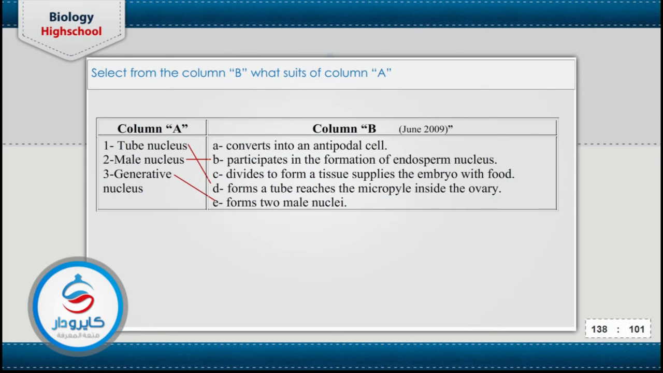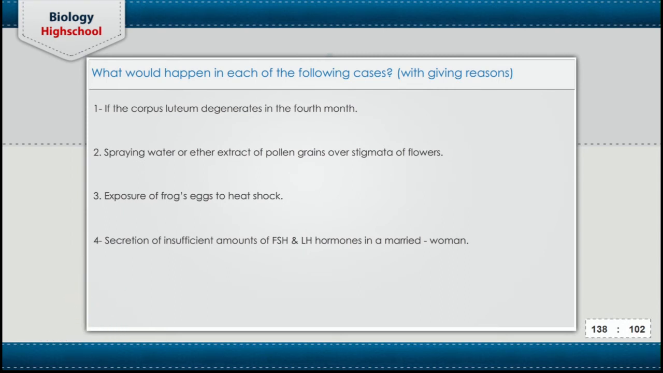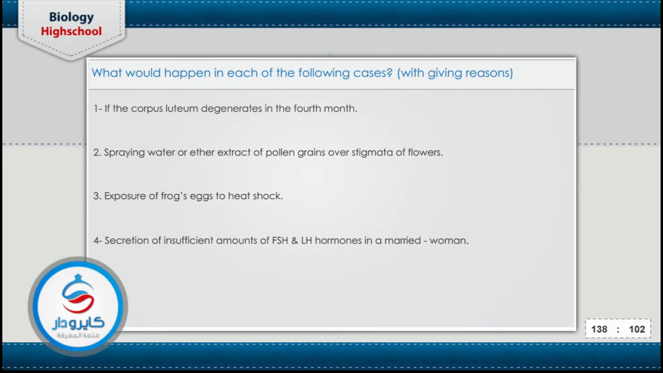The next question. What would happen in each of the following cases, with giving reason? Pay attention: when it says what happens with give reason, I need to say why it happens. If the corpus luteum degenerates in the 4th month, nothing will happen, because at the 4th month the placenta is formed, and the placenta also secretes estrogen and progesterone hormone.